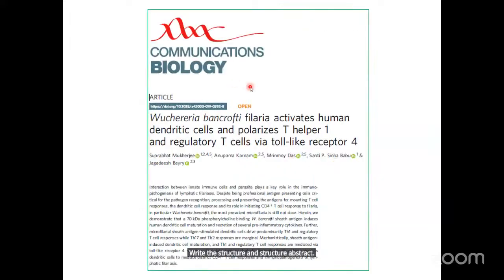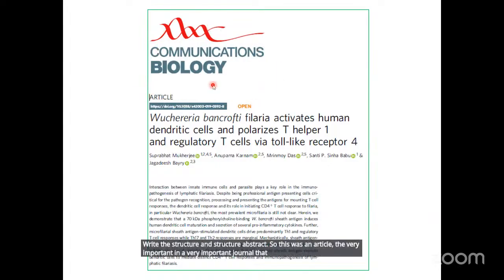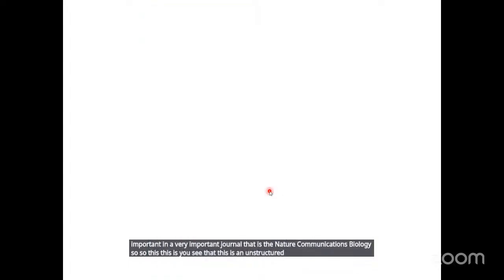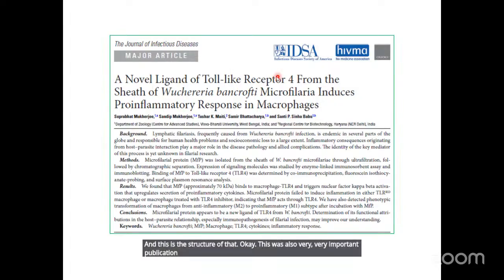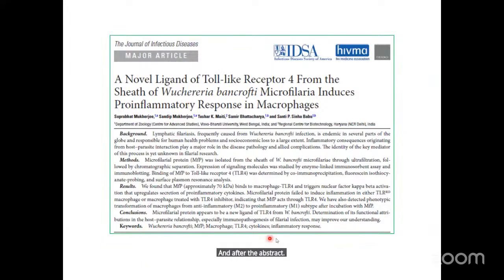So this was an article in a very important journal, that is Nature Communications Biology. So you see that this is an unstructured abstract. Okay, and this is the structured abstract. Okay, this was also a very important publication. This is the Infectious Diseases Society of America, the Journal of Infectious Diseases. So you see that background, methods, result, conclusion, and after the abstract we usually put some keywords.